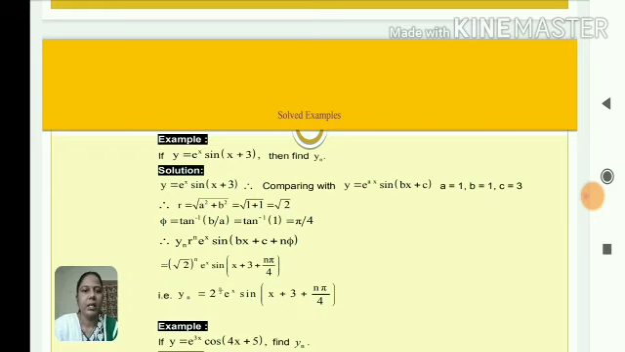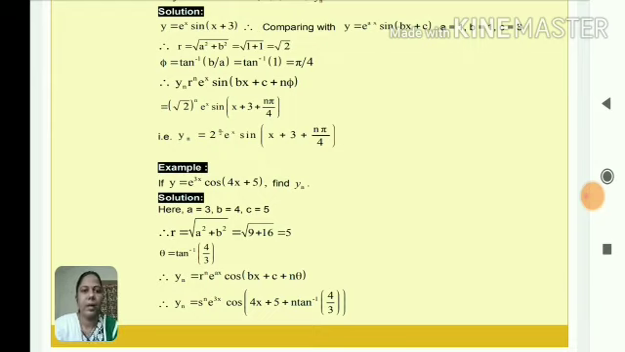Then yn is equal to r raised to n e raised to ax sine bx plus c plus n phi. So r raised to n is root 2 raised to n, e raised to x sine x plus 3 plus n pi by 4, and here it is the solution. We can rewrite it as 2 raised to n by 2, e raised to x sine x plus 3 plus n pi by 4.